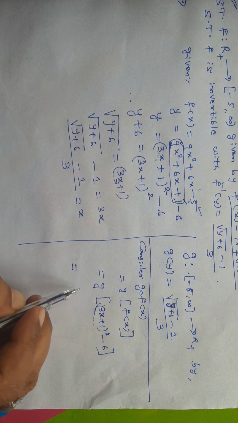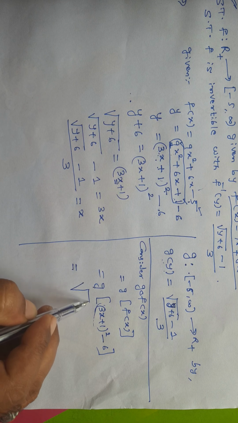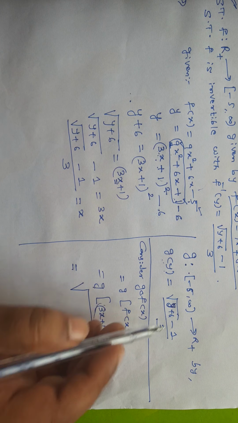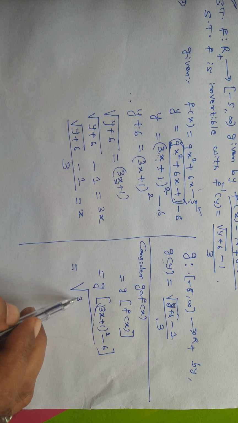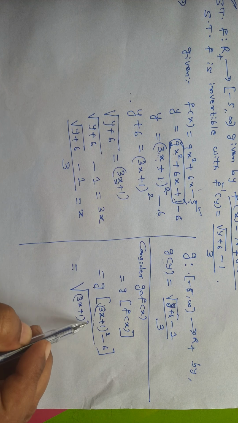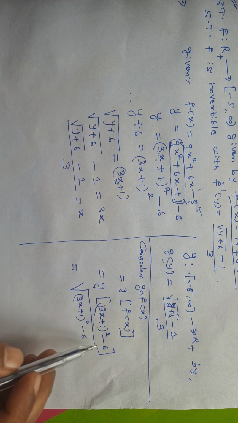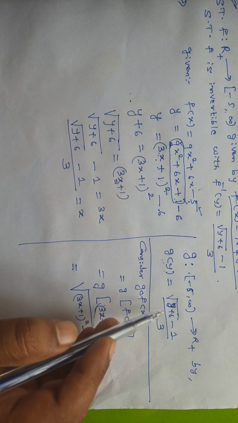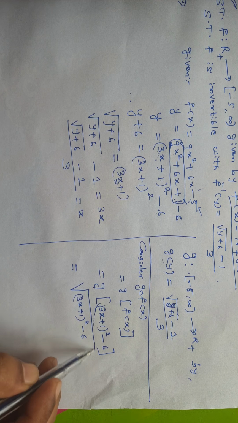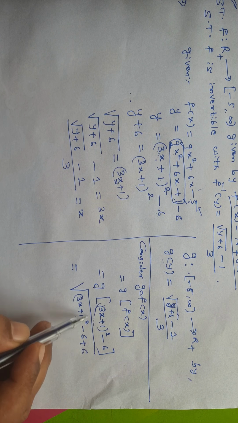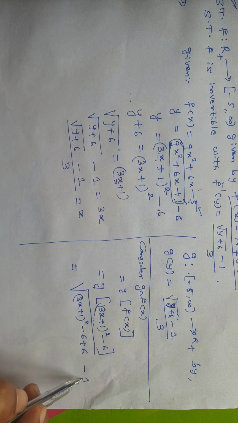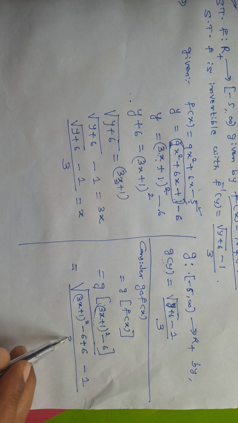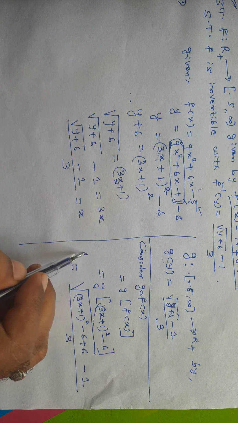So we'll write this as square root of y plus 6 is there. So instead of y, what should I write? 3x plus 1 whole square minus 6. See, this is y. So I can write plus 6. See, y plus 6. So minus 1 outside, whole divided by 3. So this is a very important step.